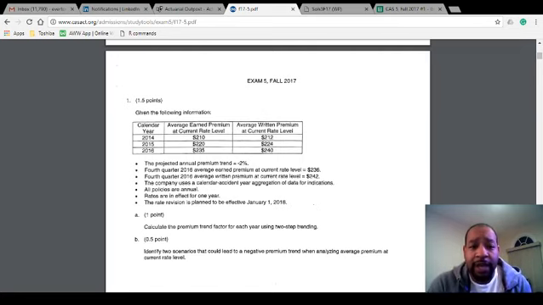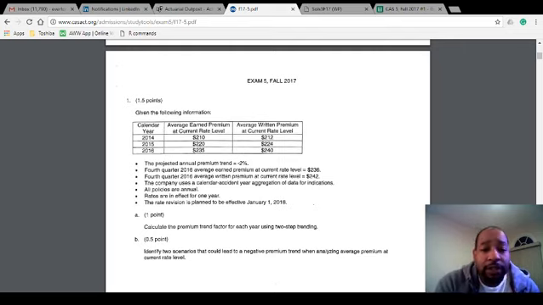This is CAS Exam 5 from the Fall 2017 sitting, and this is the first question. If you want to look at this question in more detail, you can just go to the CAS website and look at the Fall 2017 exam, and it's right there. So we have a spreadsheet here, and I'm going to be using Google Spreadsheets, which is the same thing as Excel. It's nothing complicated. We'll see how that goes for this particular exam.